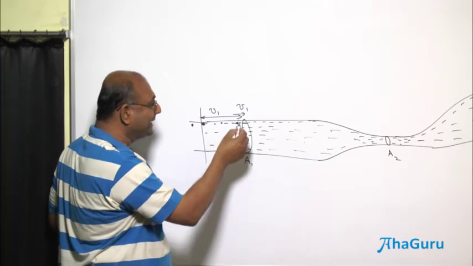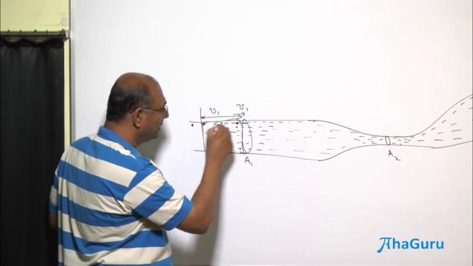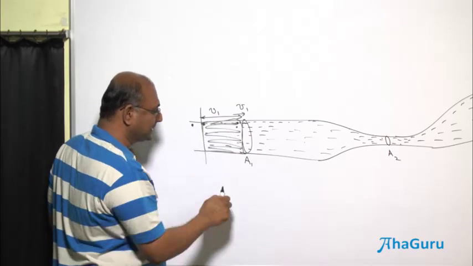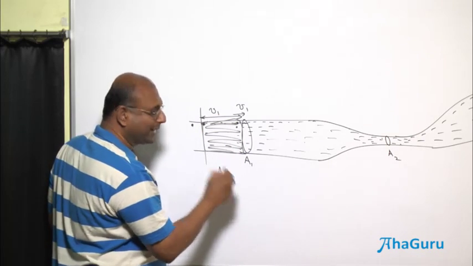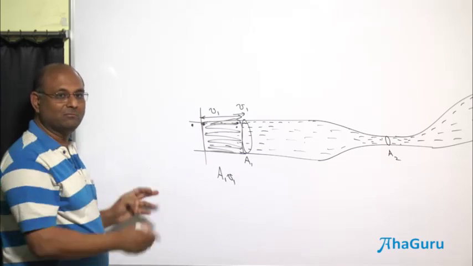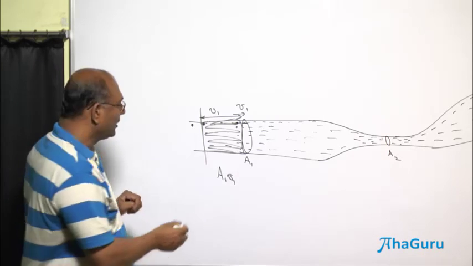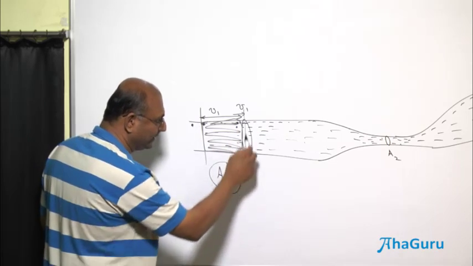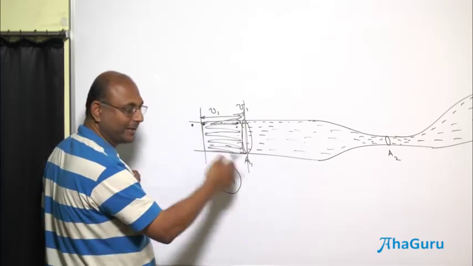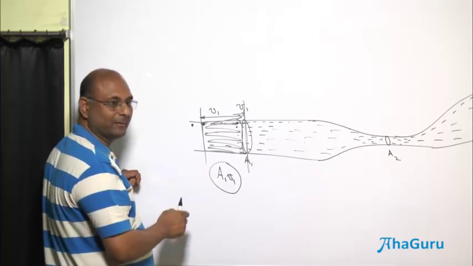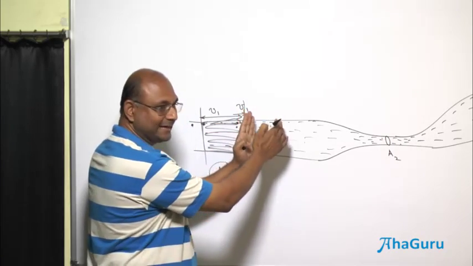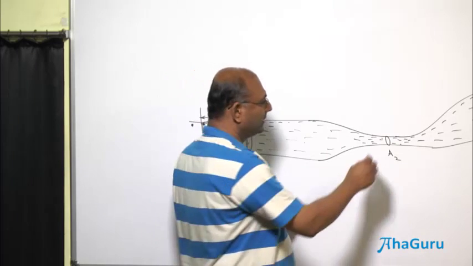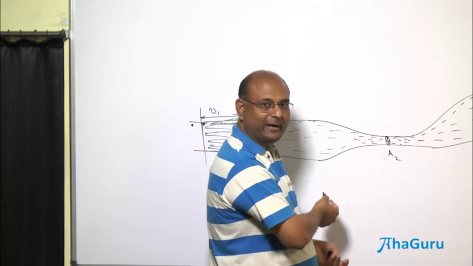So, how much enters in 1 second? This much enters in 1 second. But how much is this much? It is A1 V1 into rho, but rho is anyway constant. So the volume that enters this border in 1 second is A1 V1. But if that much enters in, that much must get out. But you look at this cross section, it is smaller, A2.